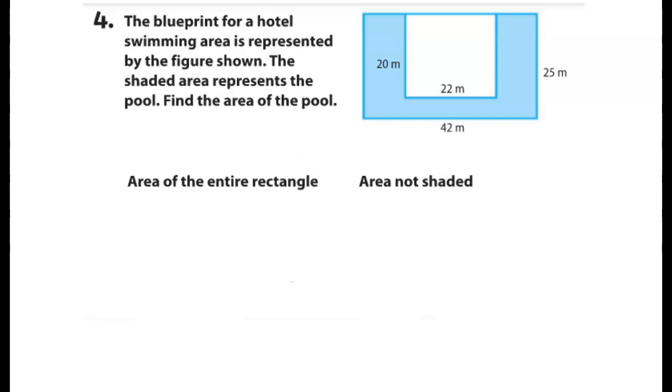Okay, so it looks like what we have here is we're going to have to find the area of the entire thing. So the area of the entire rectangle is going to be 42 times 25 or 25 times 42. It doesn't matter, right? So we'll say 25 times 42. And that's going to give me 1050.